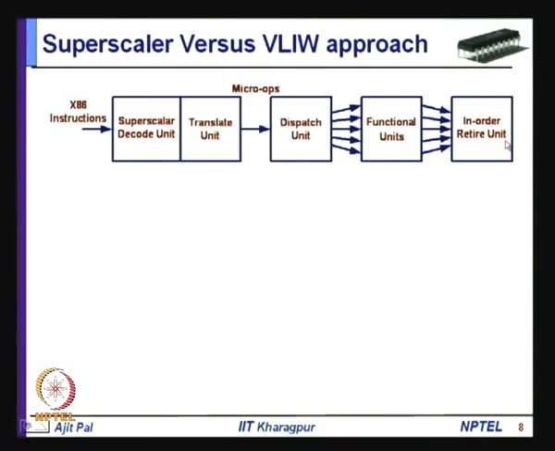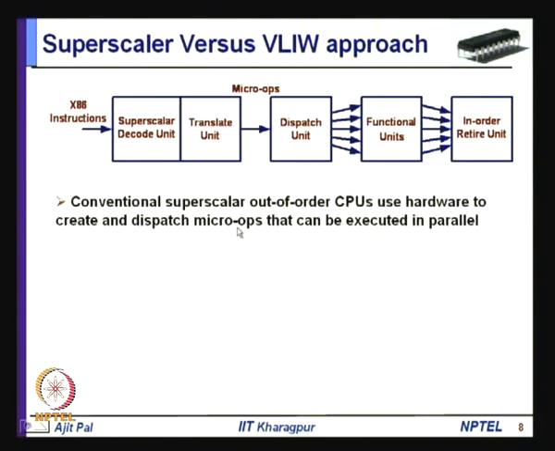So, you require another hardware which will ultimately reorder those instructions to get in order retire unit. So, you see you require power hungry decoder unit, translation unit, dispatch unit and then in order retire unit.